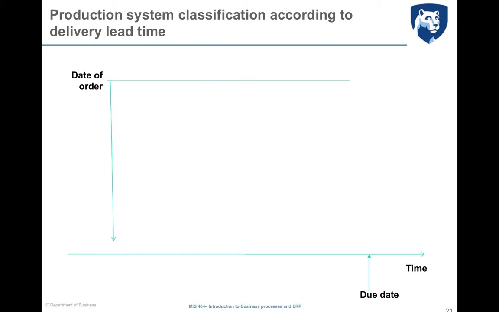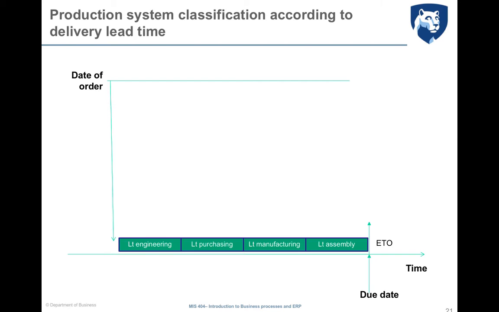When the date of the order is very far from the due date, the company can produce according to what we call an engineer-to-order approach, meaning that all the activities needed to produce, so engineering, purchasing, manufacturing, and assembly, are executed on an order basis.